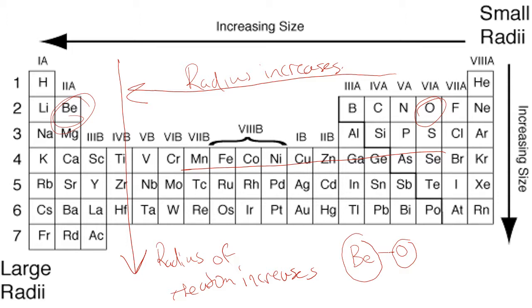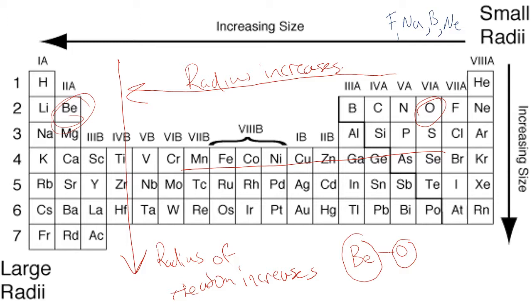So if I asked you what's the relative size, or order these atoms from largest to smallest, and I gave you, let's say, fluorine, sodium, boron, and neon, and I asked you, from largest to smallest, order the size.